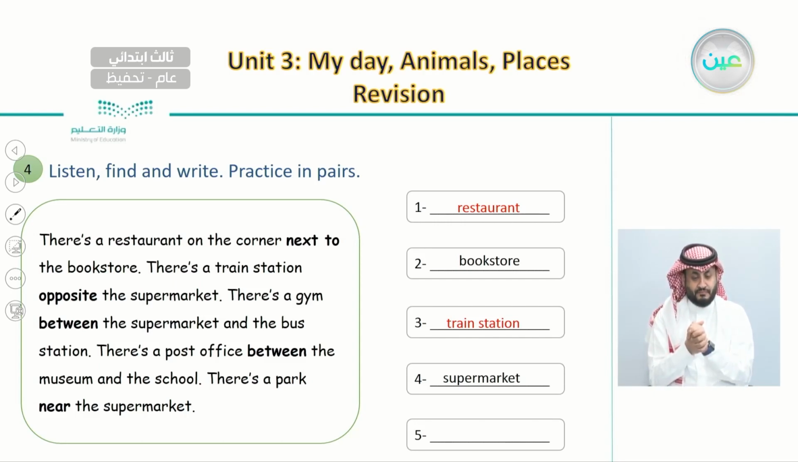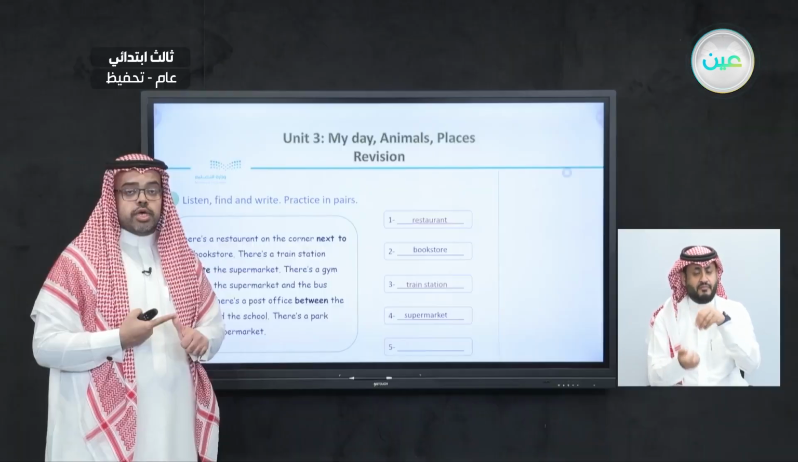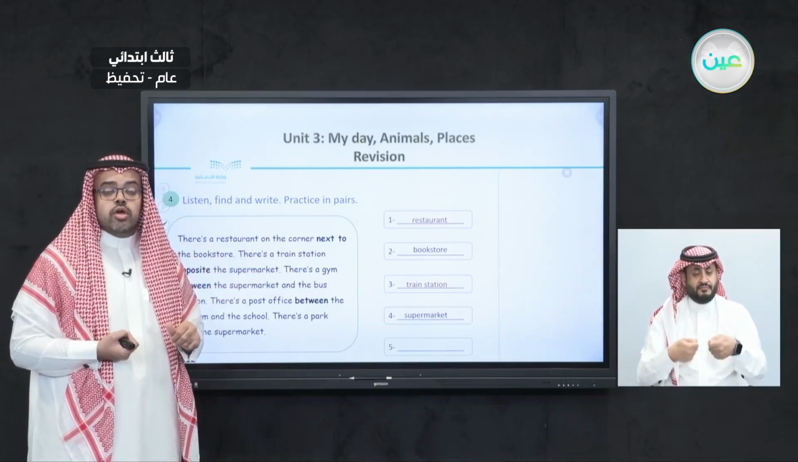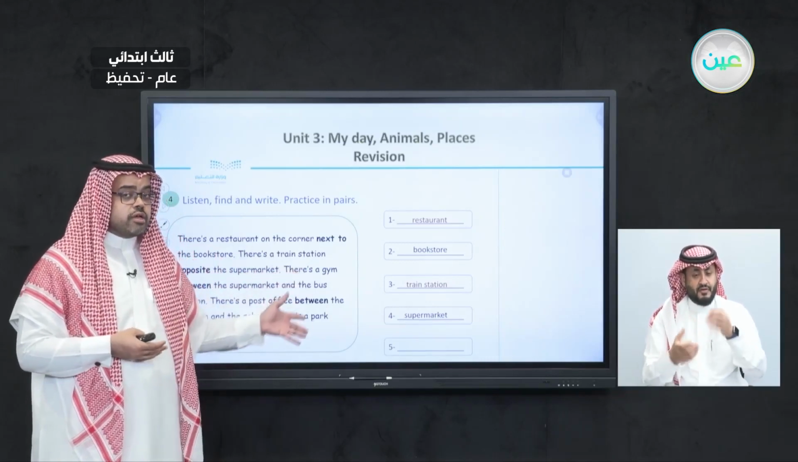There is a gym between the supermarket and the bus station. So here we can see on our book that we talk about 3 places: a gym, a supermarket, and a bus station. So can we see these places here?